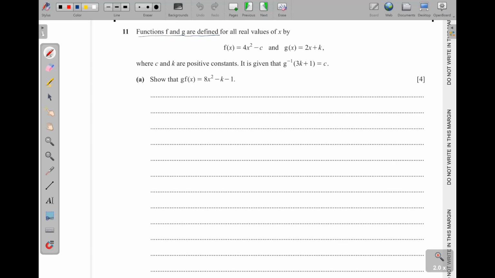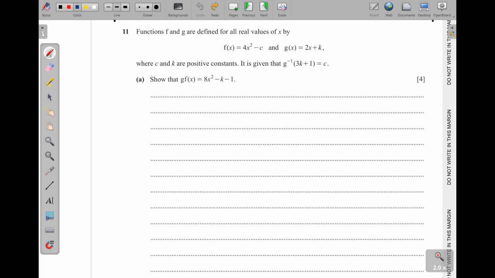Functions f and g are defined for all real values of x by f of x equals 4x squared minus c, g of x equals 2x plus k, where c and k are positive constants. It is given that g inverse of 3k plus 1 is equal to c, so that g f of x is equal to 8x squared minus k minus 1.